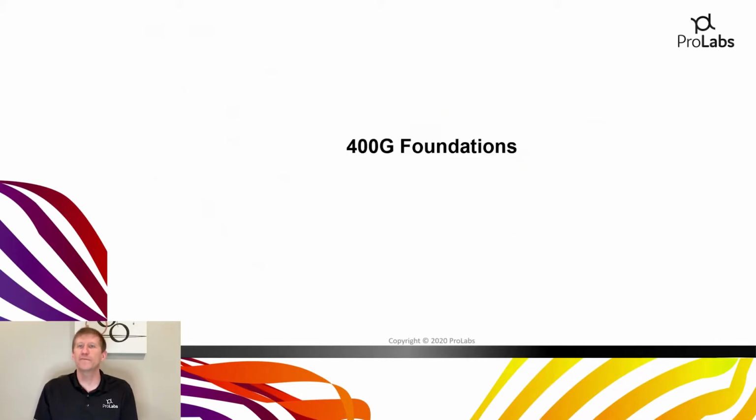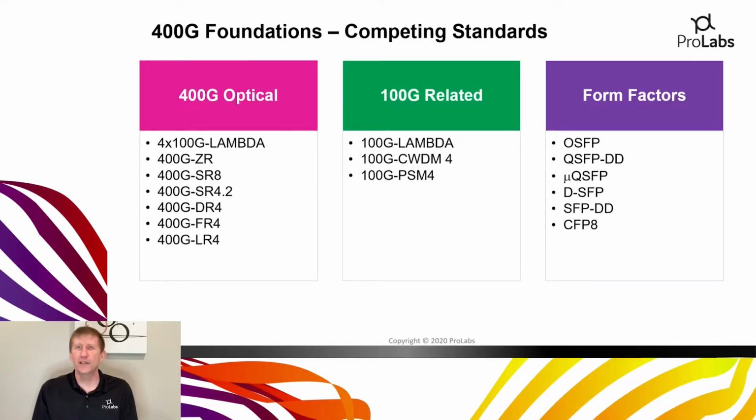So we look to our 400 gig foundations, and here's where we really want to talk about the hows and the whys of why things developed the way they did, and what that means to you. As the 400 gig standards were developing, there were quite frankly a lot of competing standards at work. There were optical standards: how are those going to work out? How's this going to roll down to 100 gig? Then also, what form factors would be used for 400 gig transceivers?